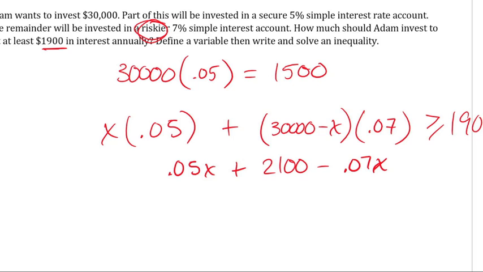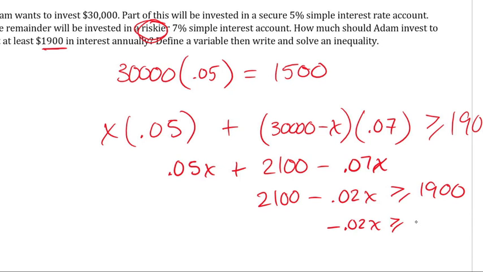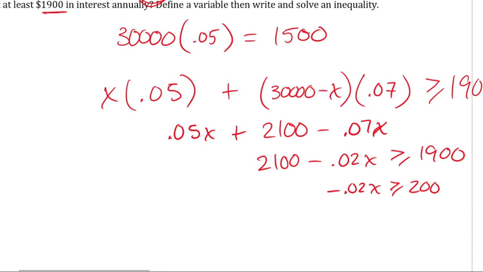So when I combine those two, I got 0.05 minus 0.07, isn't that negative 0.02x? Yeah. So 2,100 minus 0.02x has to be at least 1,900. If I subtract 2,100 from each side, I get a negative number: negative 200. So negative 0.02x is greater than or equal to negative 200.